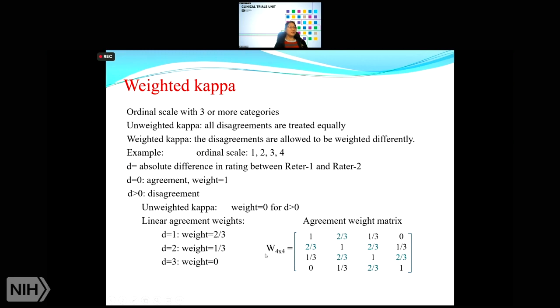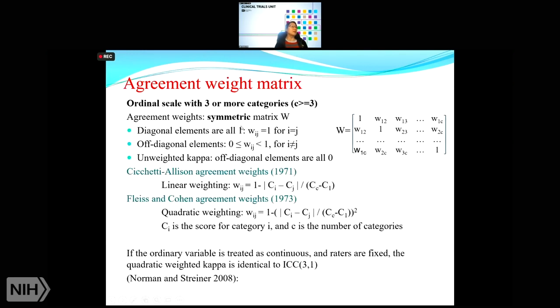The agreement weights are usually defined as a symmetrical matrix, where the diagonal is for agreement and the off-diagonal is for disagreement. Like in this one, this is for D equal to 1, this for D equal to 2, and here is for D equal to 0. In general, the agreement weights are defined as a symmetrical matrix, and the diagonal elements are all 1 for agreement. All off-diagonal elements are either 0 or less than 1 for different levels of disagreement. In the unweighted kappa, all off-diagonal elements are 0.